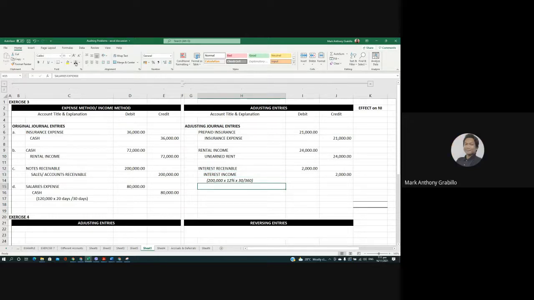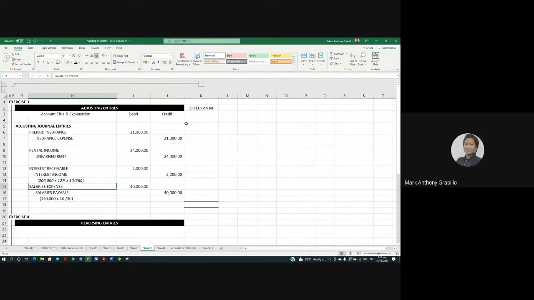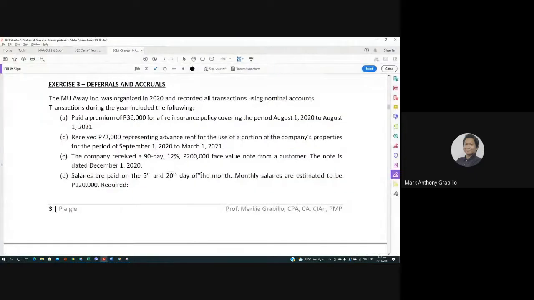And then for the salaries expense, adjusting entry natin, debit salaries expense, and then credit salaries payable. Magkano po yun? 40,000. Paano na-compute? 120,000 pesos times 10 days over 30 days. Nagigets po ba, class? Yes po.